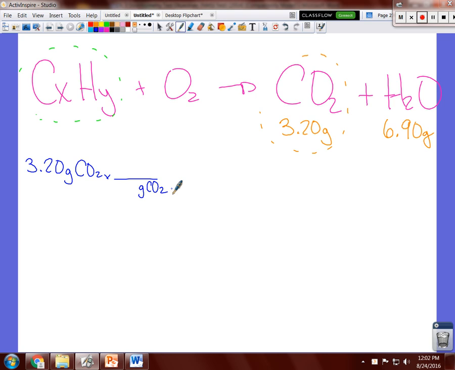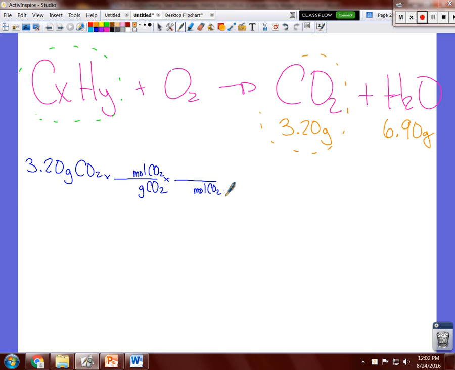Okay? Now, I'm trying to get to the carbon. So do you agree I need to go from grams of carbon dioxide to moles of carbon dioxide? Are you cool with that idea? Now, I may not have a clue what I'm doing, but I'm going to attempt to anyway. I'm going to try to put moles of carbon dioxide here.